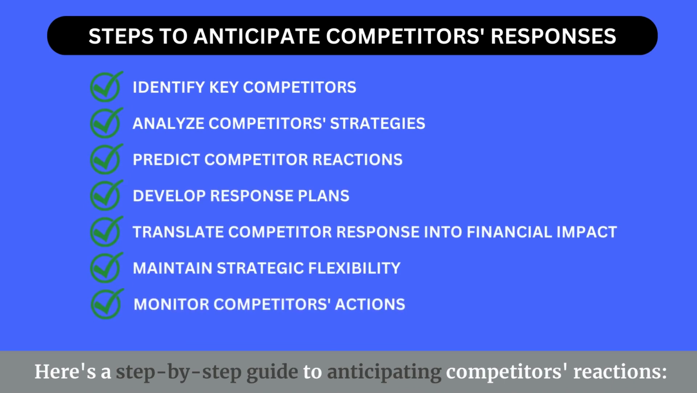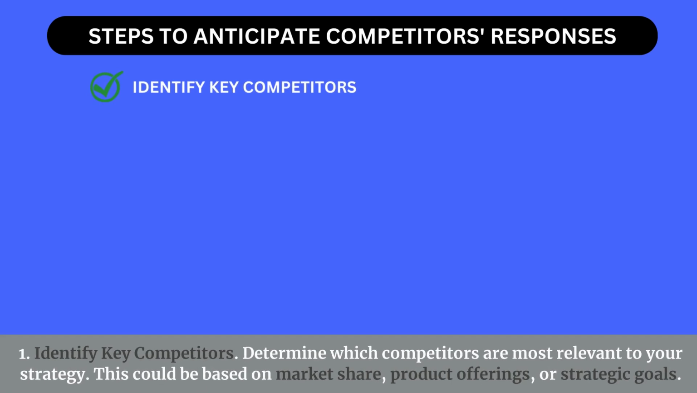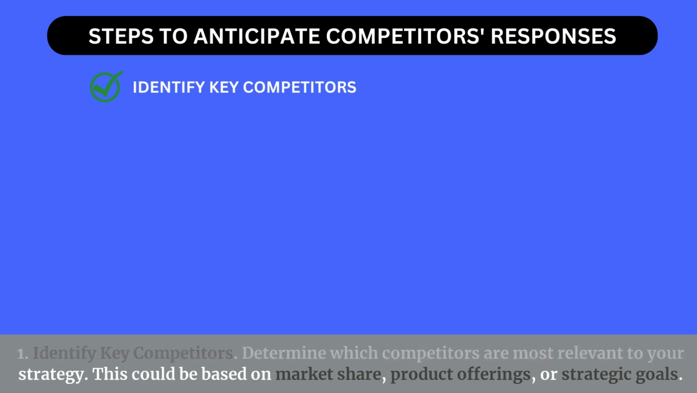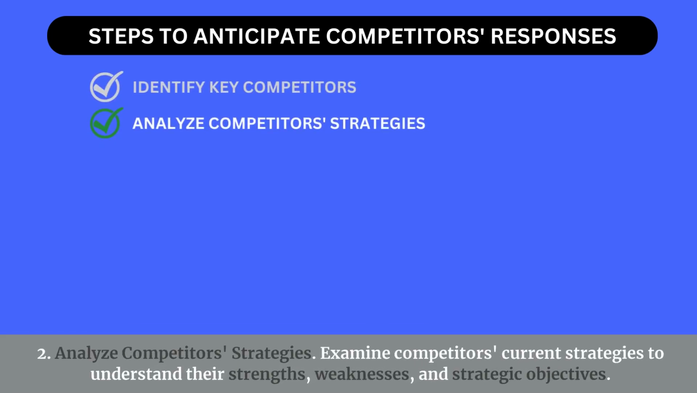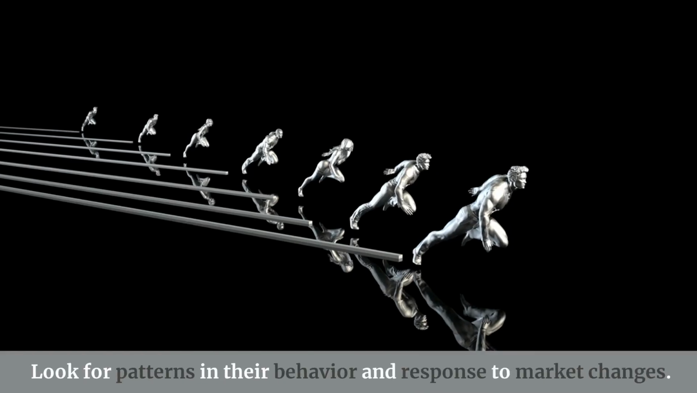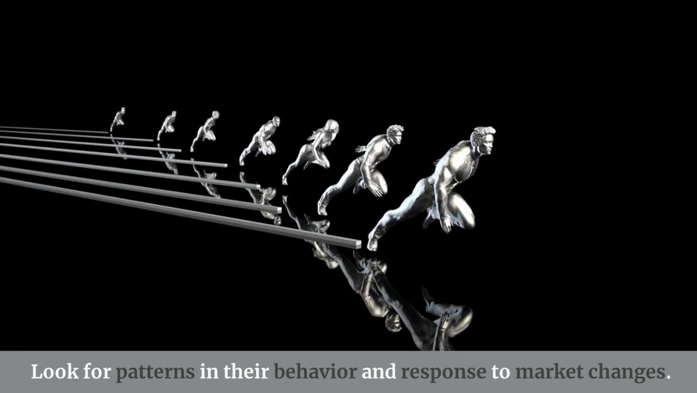Here's a step-by-step guide to anticipating competitors' reactions. 1. Identify key competitors. Determine which competitors are most relevant to your strategy. This could be based on market share, product offerings, or strategic goals. 2. Analyze competitors' strategies. Examine competitors' current strategies to understand their strengths, weaknesses, and strategic objectives. Look for patterns in their behavior and response to market changes.